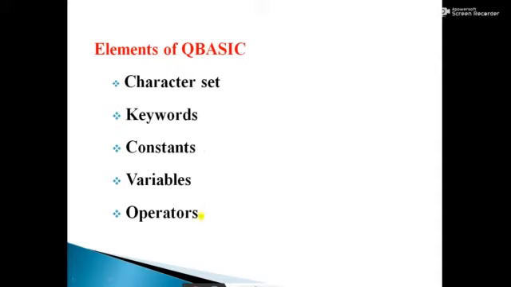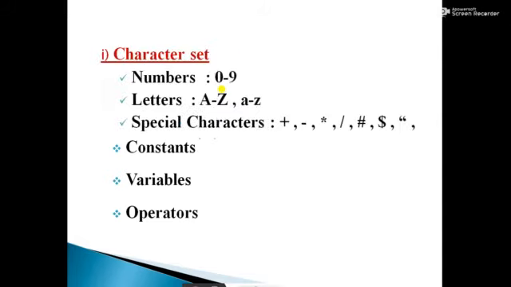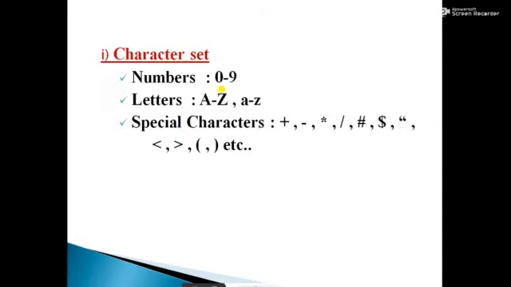When we are writing a program, we will use these elements. With the help of these elements only we can write a program in QBasic. Not only in QBasic, in all languages. Okay. So based on the language, the elements concept will be different. Okay. The first one is character set. The set of characters we are using in this QBasic language is known as the character set. What are all the character sets we are using?